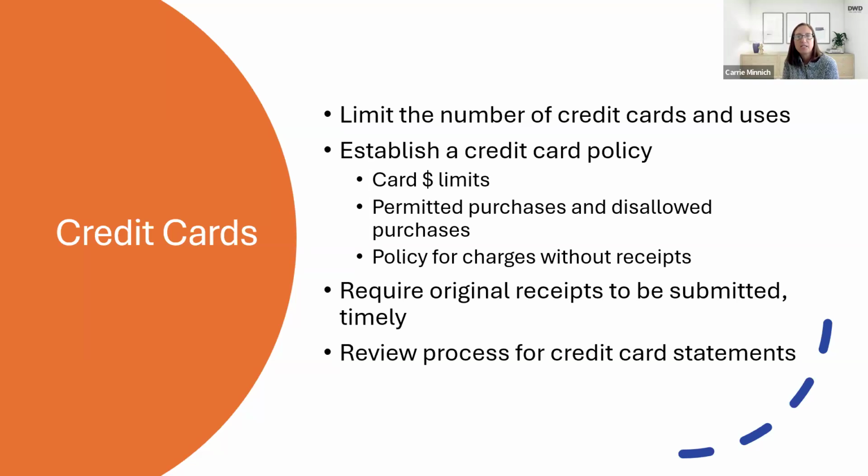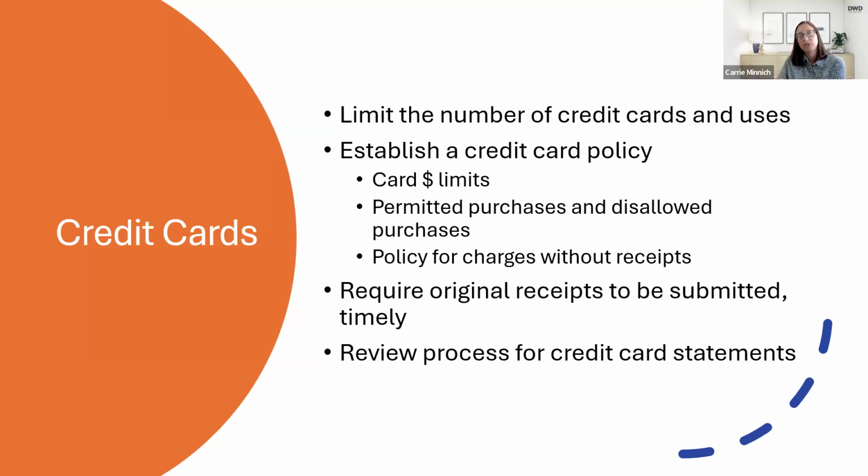Within the credit card policy, some things that you should consider including are card limits. So what is the limit of each person's card? What are the permitted purchases and disallowed purchases? Some organizations will not let the purchase of alcohol be included, for example. Just depends on the organization, but obviously you don't want personal purchases on there, but there could be other types of purchases as well. And then also, along with that, there should be the process for remitting the receipts at the end of the month.